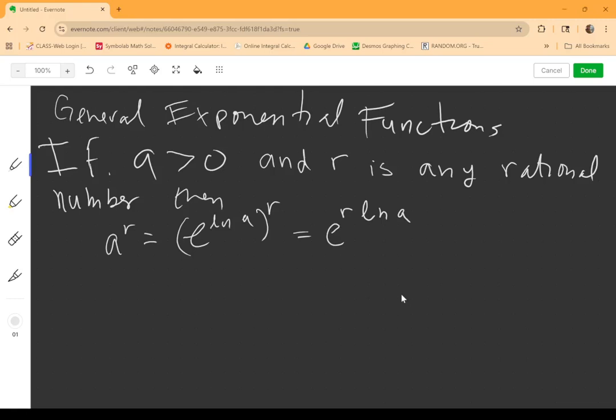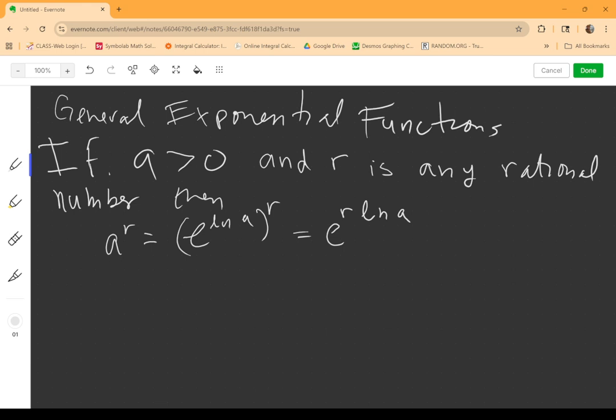Okay, so today we're going to look at general exponential functions. The motivation here comes from the exponential and the logarithm, which we defined in a previous section. So here we have a to the r. Let's follow the reasoning: we're using the definition and the inverse properties of the exponential and the natural logarithm to define a general exponential of base a, where a is bigger than 0.